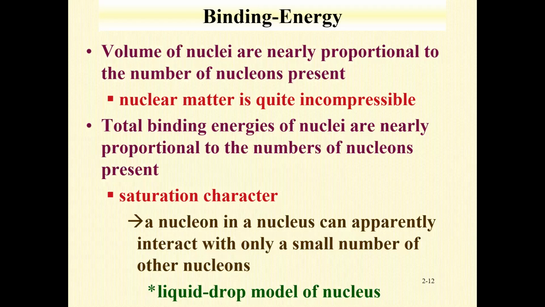A nucleon in a nucleus, that means either a neutron or a proton, can apparently interact with only a small number of other nucleons. So if a nucleus has, say, 50 nucleons, each and every neutron and proton is not going to interact with the rest of the 49 nucleons present there. Therefore, we can approximate our understanding of the structure of the nucleus by a liquid drop model.